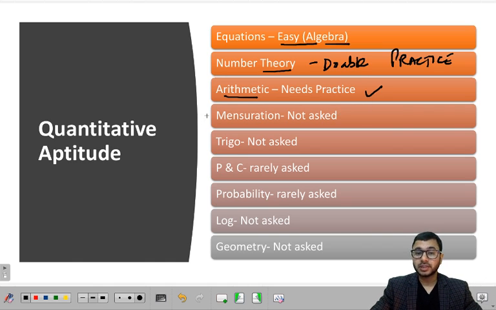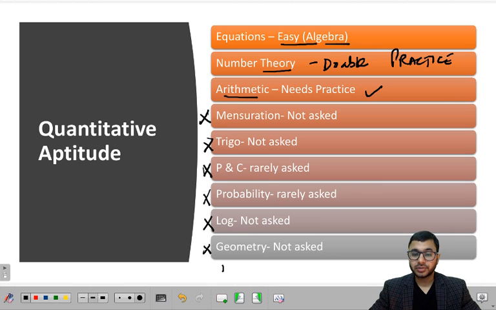Mensuration is not asked. Students ask me, it may come, but even if it is asked randomly, it's one question out of 30. You don't want to waste 15 days of your preparation on something from where you can have only one question. Trigonometry not asked. PNC rarely asked, so no need to prepare. Probability rarely asked, no need to prepare. Log not asked. Geometry not asked.